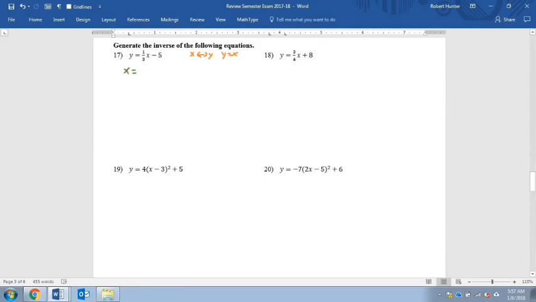I'm going to go x equals 1/3 y minus 5, and just solve for x. I'll add the 5: x plus 5 equals 1/3 y. And then, remember, fractions, top part multiplies, bottom part divides, so I'm going to multiply by 3. So y equals 3x plus 15. Done. Number 18, pause the video, try it on your own.